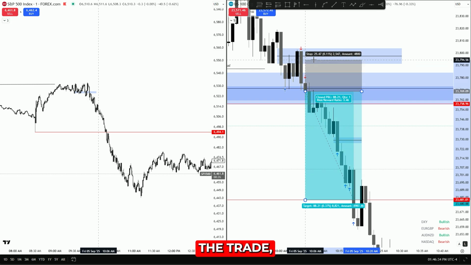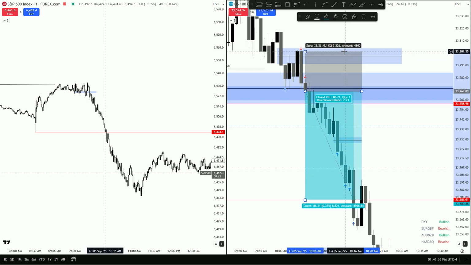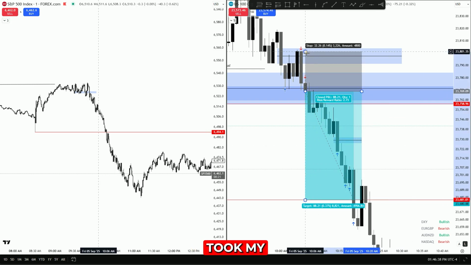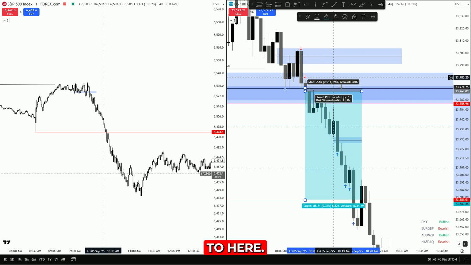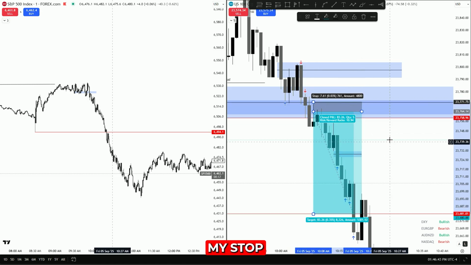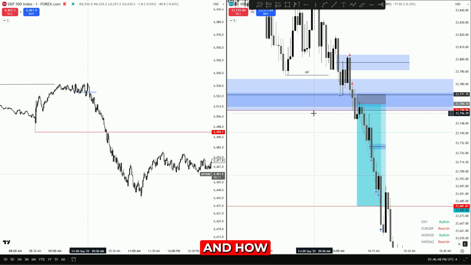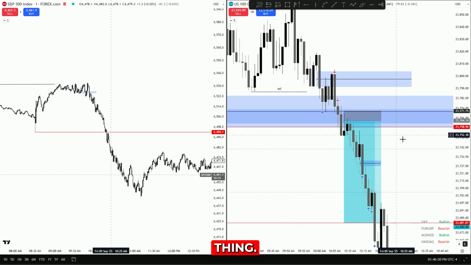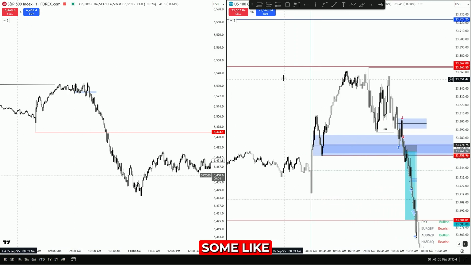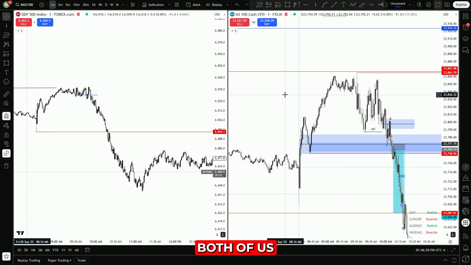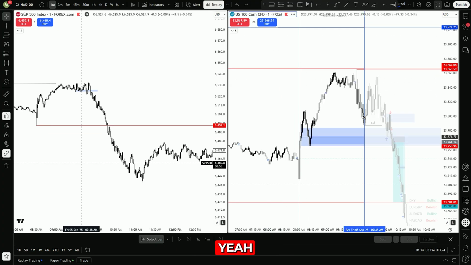In the starting of the trade, my stop loss was somewhere here, and then I trimmed my stop loss to here. This was the stop, and this was my trade. How I did that was quite simple. Let's move towards replay mode, it might be easy for both of us. So we move over here.